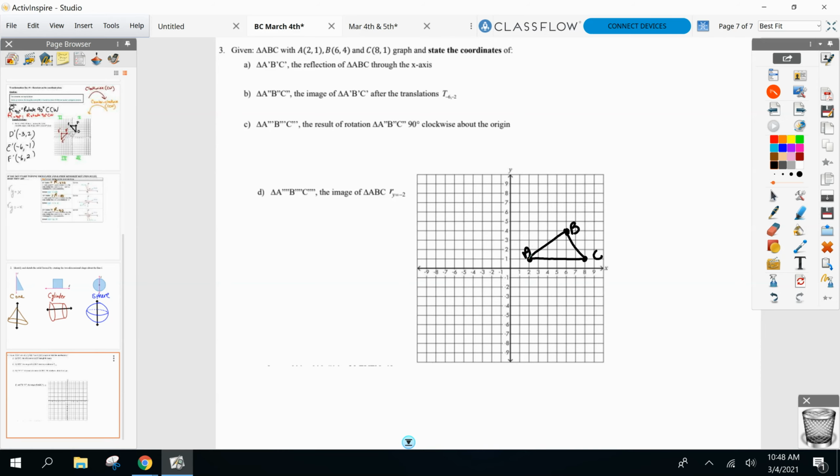All right, ready? A prime, B prime, C prime, the reflection of triangle ABC in the x-axis. Go ahead, kids. X-axis. In the x-axis. Please don't mistake it for the y. X-axis only. Make sure you start calling it A prime, B prime, C prime.